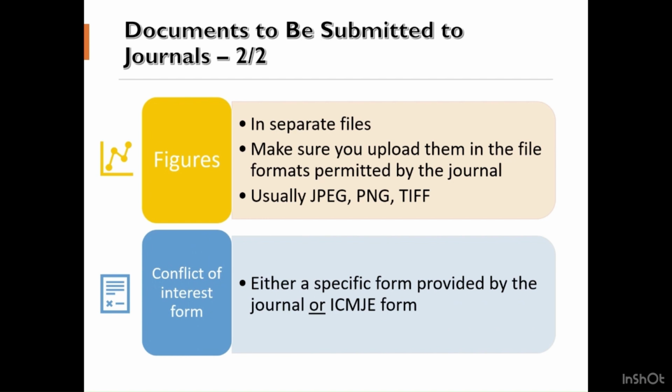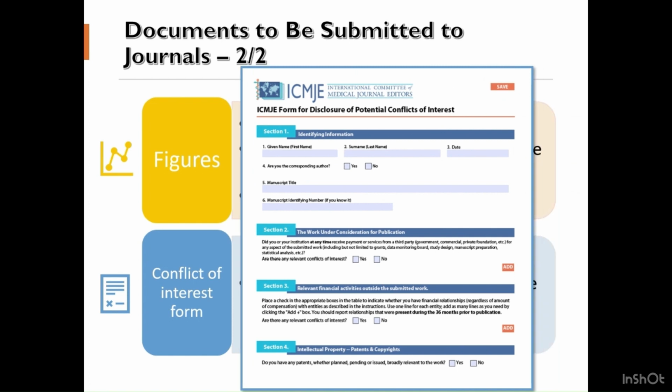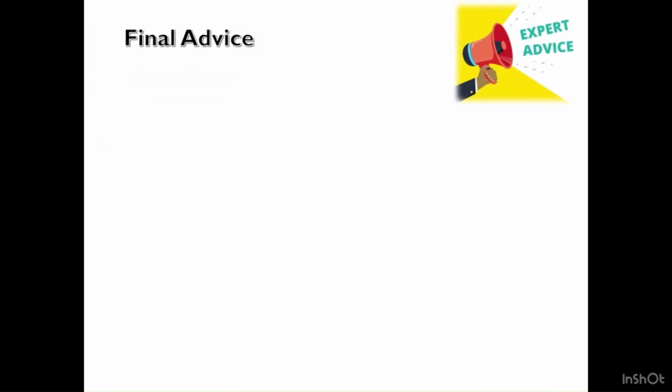Lastly is the conflict of interest form. Some journals, but not all of them, require that you upload a conflict of interest form, either a form that is offered or made available by the journal, or the International Committee of Medical Journal Editors form that they ask you to fill for each of the authors. Otherwise, some journals just tell you to include a declaration statement at the end of the manuscript after the conclusion that there is no conflict of interest.